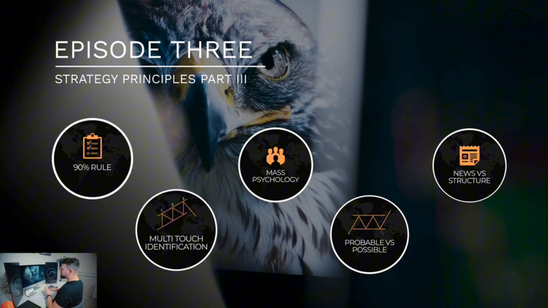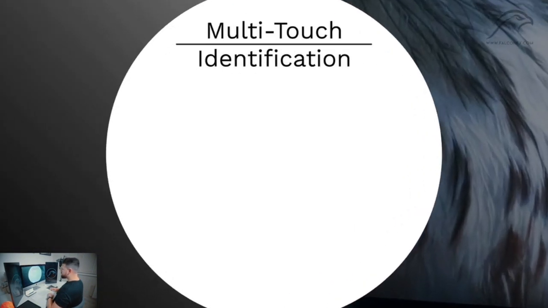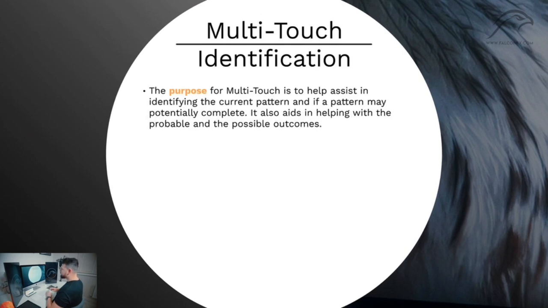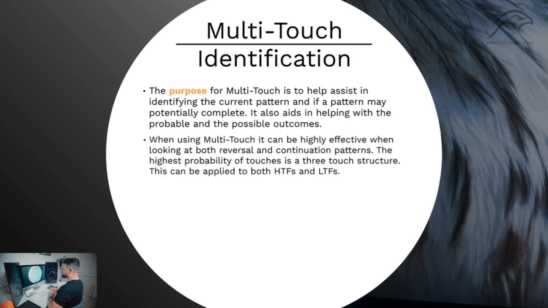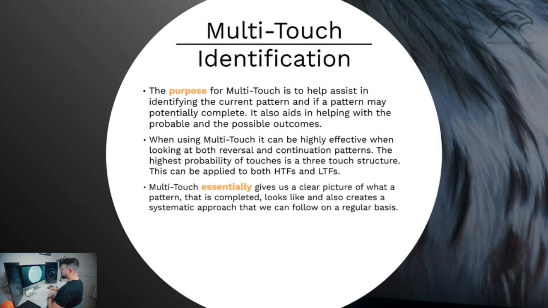Now, moving on from the 90% rule, let's get into something called multi-touch identification. This is very important in the markets. The purpose of multi-touch is to help identify the current pattern and whether the pattern may potentially complete. It also helps us with the probable and possible outcomes. When utilizing multi-touch, it can be highly effective when looking at both reversal and continuation patterns. The highest probability of touches is a 3-touch structure. This can be applied to the higher time frames and lower time frames.